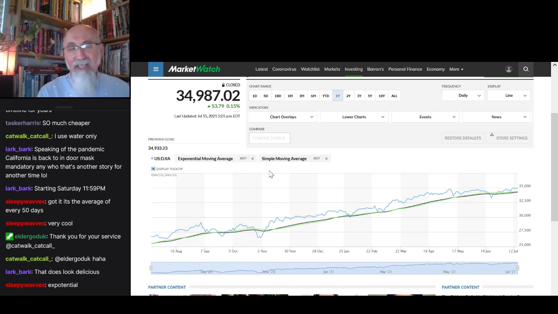Sleepy Bay says exponential. Let's keep the exponential going. Okay, I'm going to kill the simple, so I'm going to X this out. Boop, and the simple disappears. The data set looks cleaner, right, and you want to work with a clean data set until you get used to all the metrics.